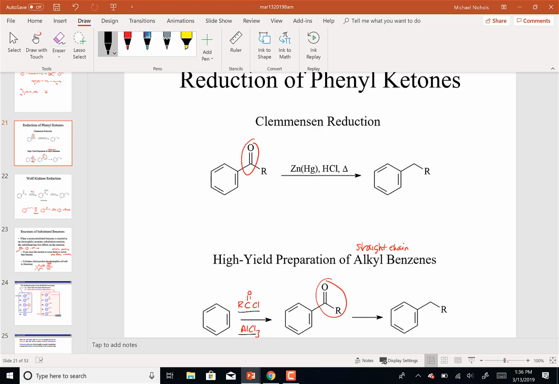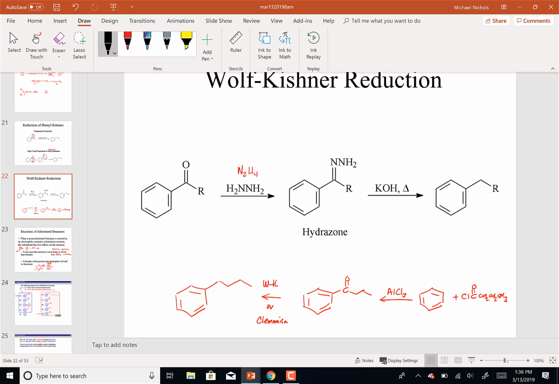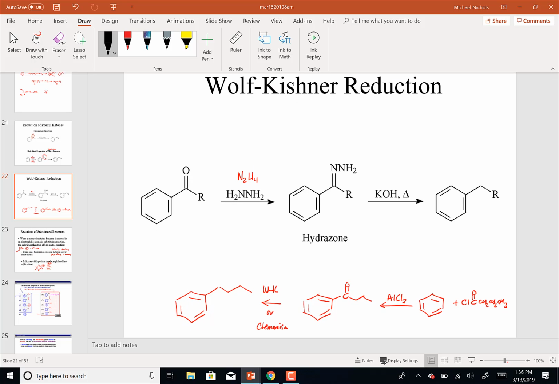This is probably the only really good use of the Clemmensen or the next one, the Wolff-Kishner reagents, because they always go together with electrophilic aromatic substitution. So the Wolff-Kishner reduction then is, and we'll talk about this mechanism a little bit in the future, but the first thing you do is you react the phenyl ketone with N2H4, which is called hydrazine, and that makes a hydrazone, and then you react that with KOH and heat, and that will then reduce the carbonyl all the way down to the alkyl group.